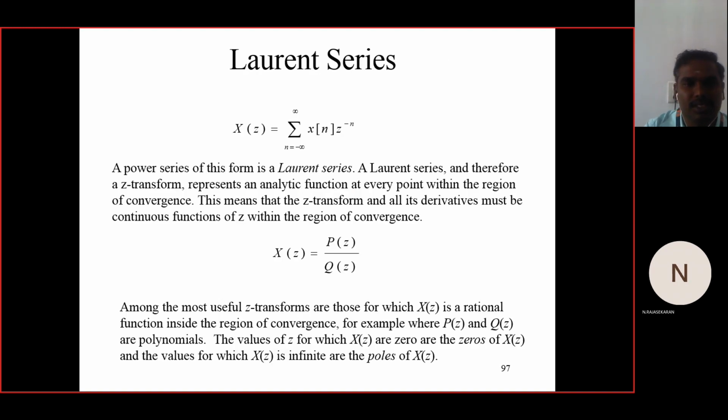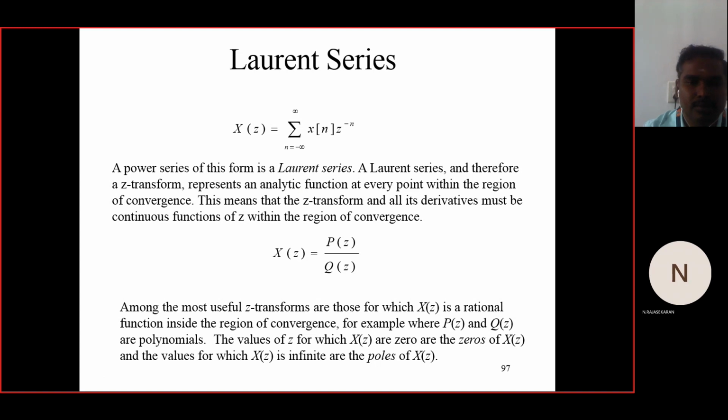So this is the Laurent series. X of Z is nothing but summation of n equal to minus infinity to plus infinity of x of n Z to the power minus n. A power series of this form is a Laurent series. A Laurent series, and therefore the Z transform, represents an analytic function at every point within the region of convergence. So this means that the Z transform and all its derivatives must be continuous functions of Z within the ROC region. So within the ROC region only, it should be a continuous form.